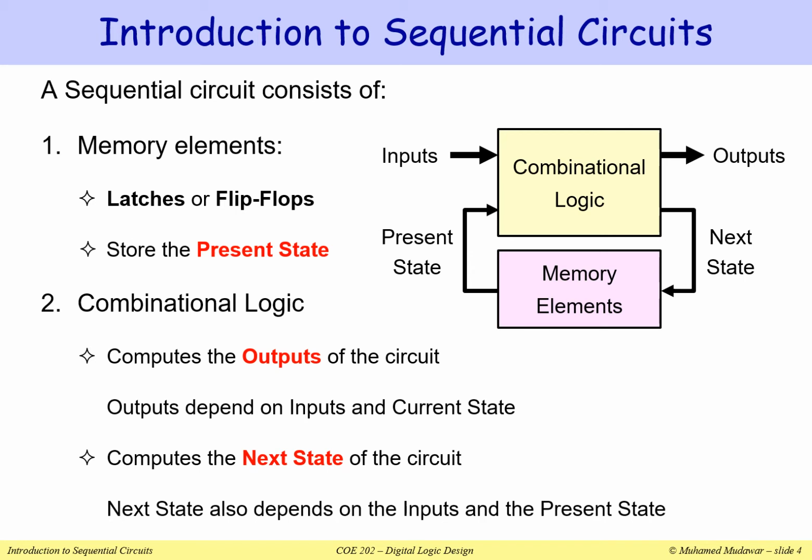The next state, which appears here, is also computed by this combinational logic. So the combinational logic is going to produce this next state that becomes an input to the memory elements. So the value of the memory element changes according to the next state. And this can be controlled, for example, with the clock. The clock is not really shown in this slide. I'll talk about the clock in a later slide.